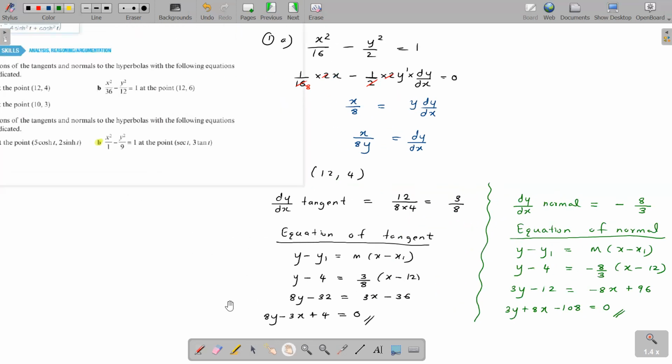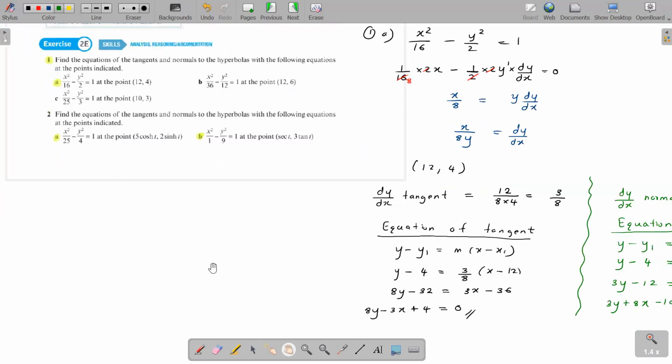Okay, now look at the next one. For part B, children, find the equation of tangents and normals to the hyperbolas with the following equation. Do you notice that this is the format that I did all my proofs for? In the exam, of course, you don't directly go with that. You have to do the proof and show. But since I have done the proof, we'll use that and do this. I'm not going to do that to save time. I will use the shortcut.